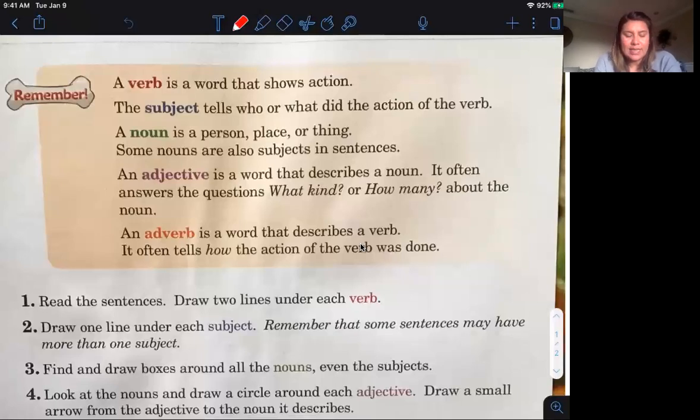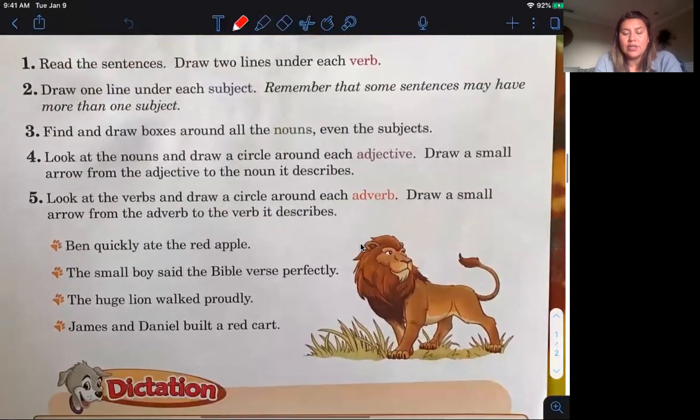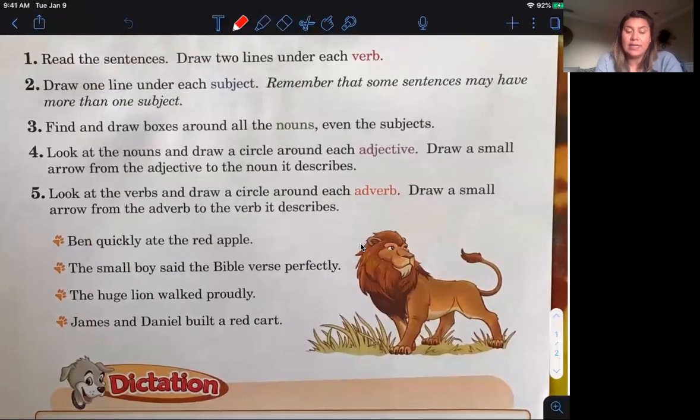All right, we're going to read the sentences, draw 2 lines under the verb, draw 1 line under the subject. We already know how to do that. We're all pros at that. Then we're going to find and draw boxes around all of the nouns, even the subject nouns. Then we're going to look at the nouns and draw a circle around each adjective, which is the word that's describing the noun. Draw a small arrow from the adjective to the noun it describes. Look at the verbs and draw a circle around the adverb. Draw a small arrow from the adverb to the verb it describes. That's a lot of stuff we're going to be doing and marking on our paper, but I know that you're ready. So we're going to start with the first one that says, draw 2 lines under each verb.